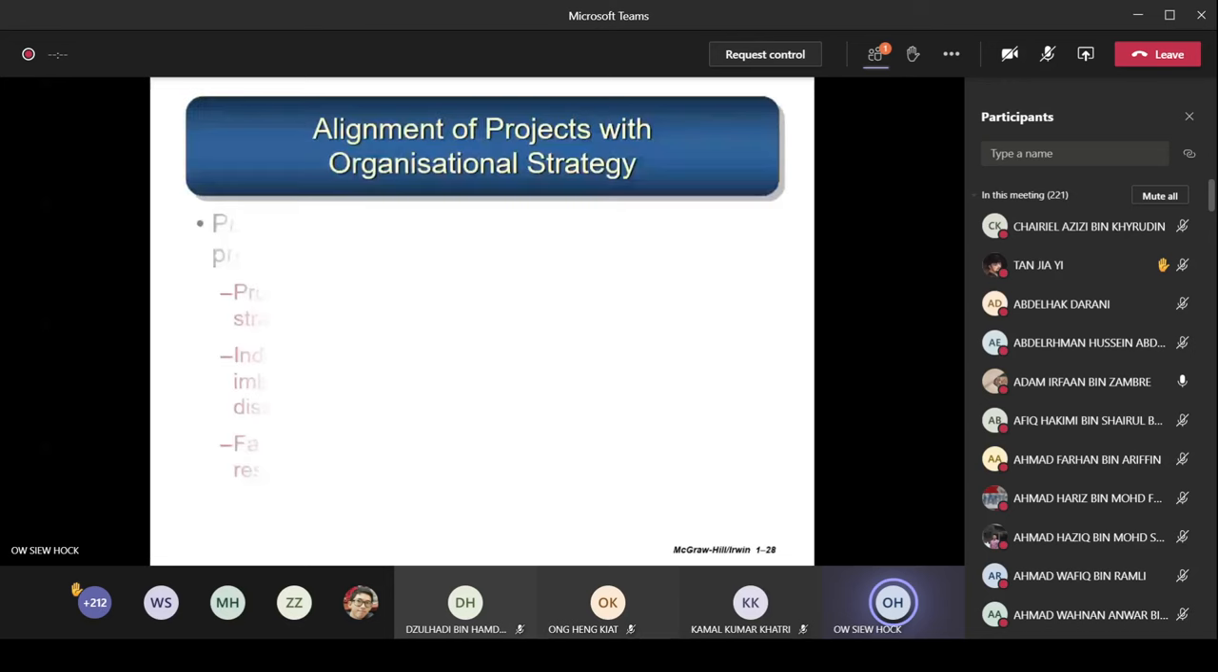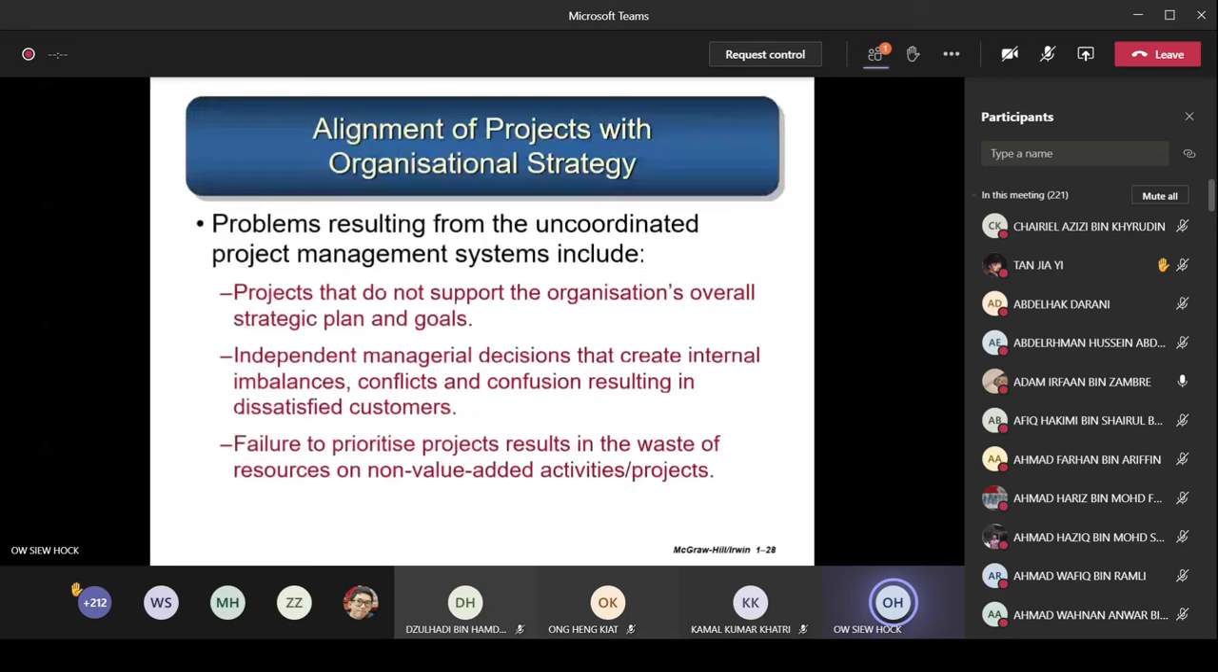Okay, so next is the alignment of projects with organizational strategy. Problems resulting from uncoordinated project management systems include the following. If you don't centralize the management, then there are some failures and problems you are going to encounter. Projects that do not support the organization's overall strategic plan and goals: because you are not centralized, you are doing pieces here and there, so some projects may not achieve the goal. What is the company going to achieve? The main objective of that company.